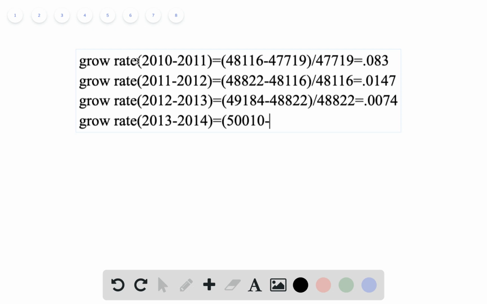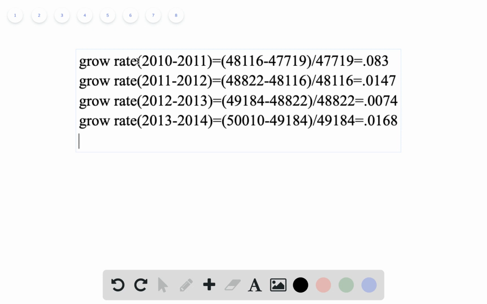the real GDP of 2013, 49184, and divided by the real GDP of 2013, 49184. So do the calculation, it equals 0.0168. Okay, so the growth rate of each year has been calculated.